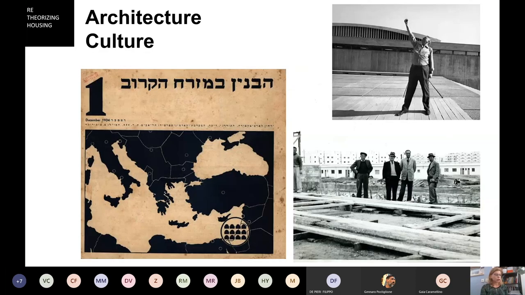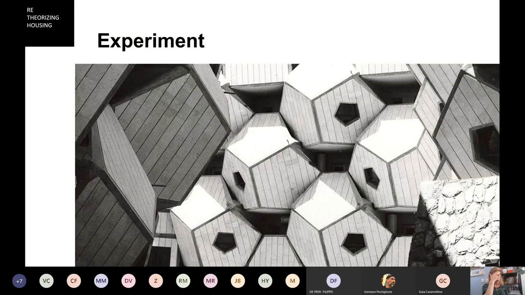So for a while, architecture culture seemed to be the term that I was looking for, trying to identify when architects stopped being interested in housing. However, admittedly, my interest does not lie in the architect or in architectural discourse, but rather in the object itself, or in the object around which homeland and the modern profession in Israel shaped one another. And so I gave up architecture culture as a term and started examining the term experiment.